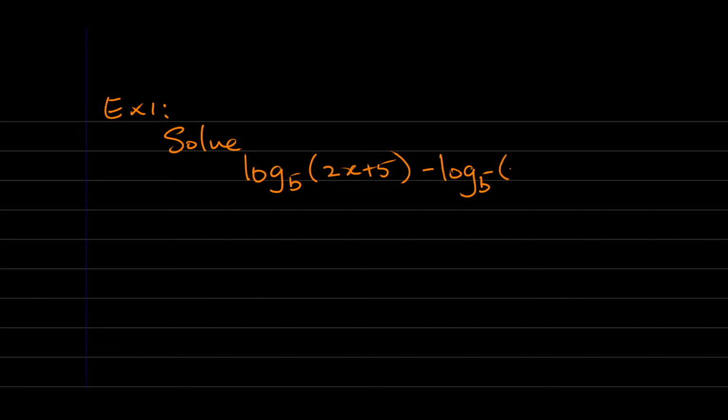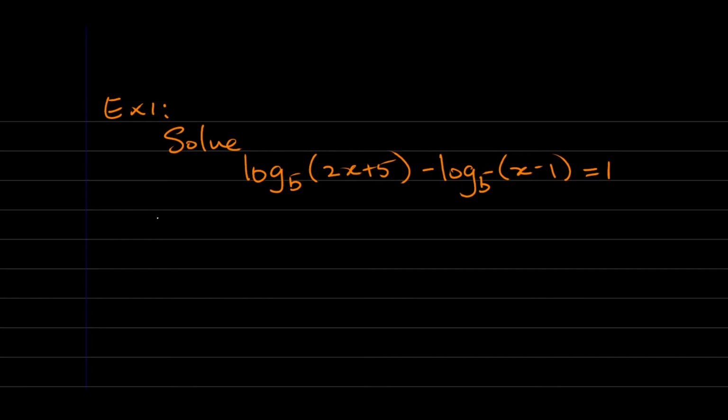We're going to look at some examples, and this here is example number 1, and we're required to solve, what are we going to solve? We're going to solve that the log to the base of 5 of 2x plus 5, close bracket, minus log to the base of 5 of x minus 1 is equal to 1, right? Equal to 1. Okay, so let's go about solving that.